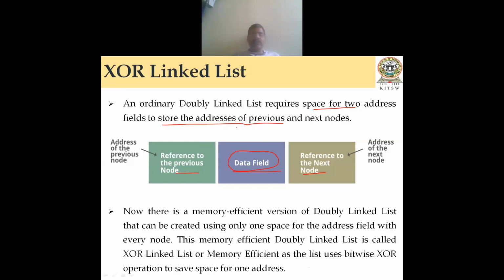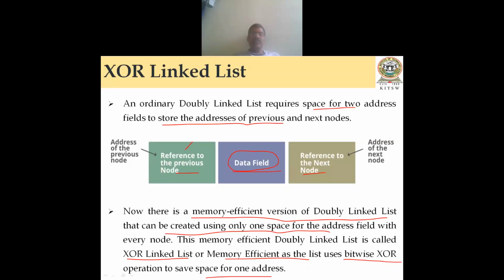Now there is another, memory efficient version of a double linked list which can be created using only one space for the address field with every node. Just like a single linked list, only one memory address will be used for storing this. This memory efficient double linked list is called an XOR list or memory efficient list, which uses the bitwise exclusive OR operation to save the space for one address field.